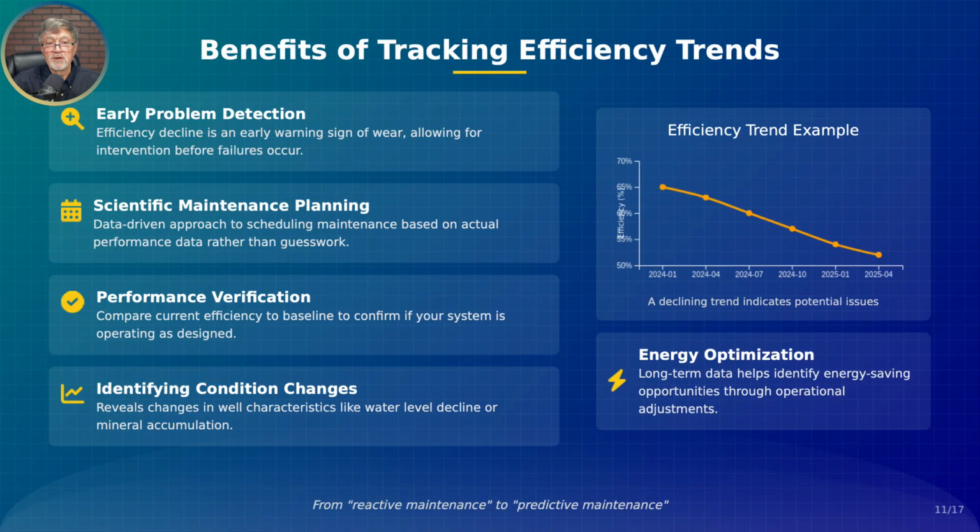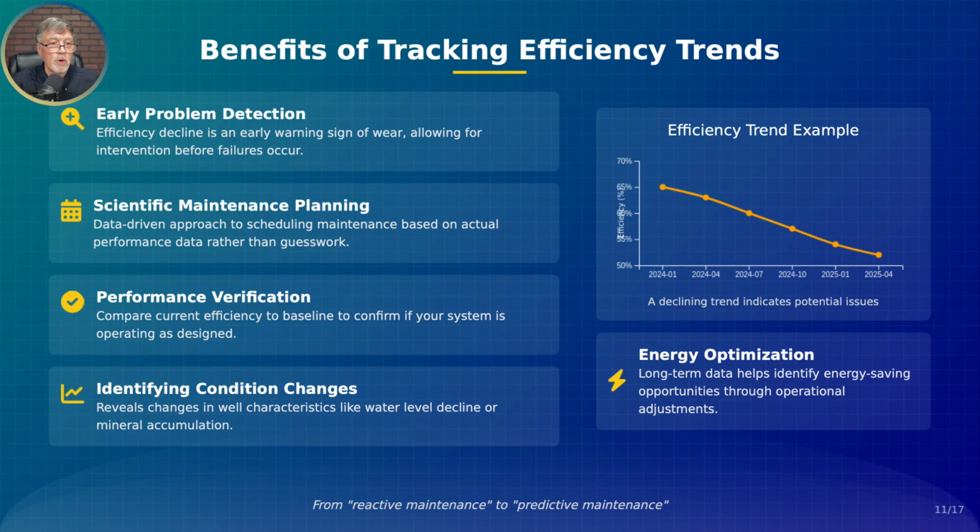All right, so benefits of tracking efficiency trends. We're looking at early problem detection. Efficiency decline is an early warning of wear, allowing for intervention before failures occur. So this can be part of our predictive maintenance program. And this is really what we urge people to go to: not just scheduled maintenance, but really getting into predictive maintenance. When you're tracking trends like this, you can start to use that data properly to do predictive maintenance to estimate failure times. And then you're going to be able to get to problems before they become critical.